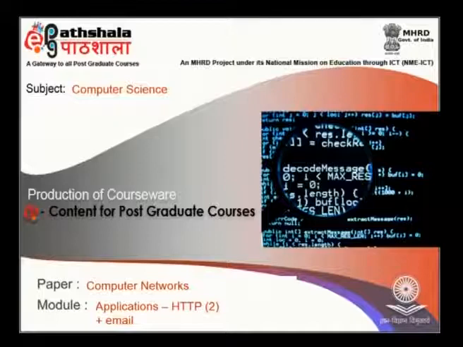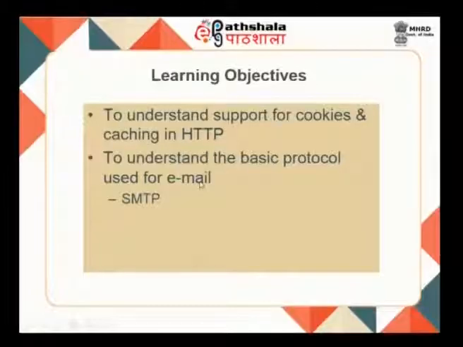What we have been looking at in the previous lecture was basically the HTTP protocol. We are looking at the application layer and the different protocols that are there at the application layer. So, we looked at the HTTP protocol. In this talk, we will take a look at some additional features used in HTTP to support things like cookies and caching, and then we will also take a look at the basic protocol used for email, which is SMTP.